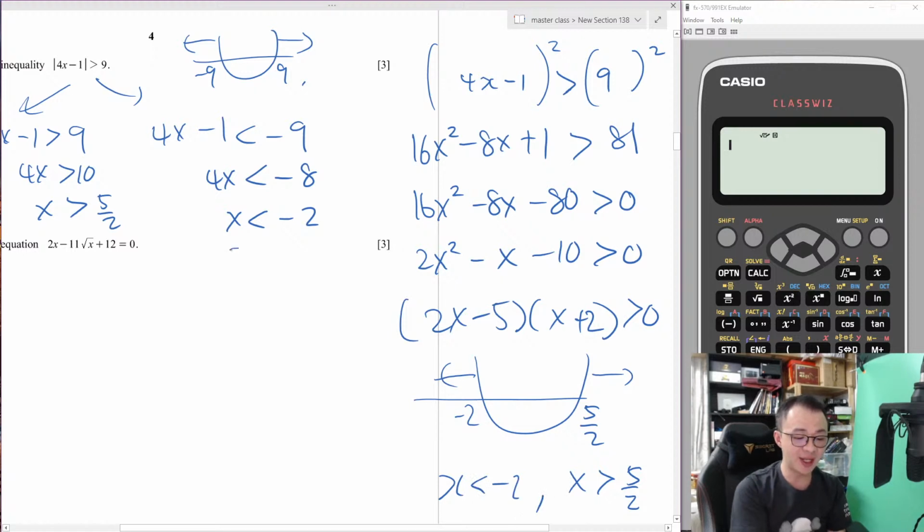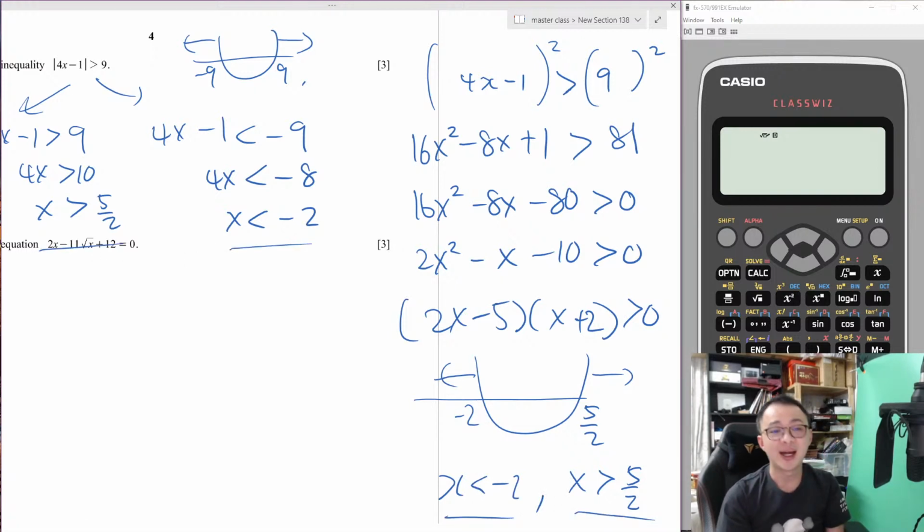So you can realize both of the answers are the same. Just the second method is slightly more work. So yeah, this is how we do it. Or you can sketch out the graph. I believe some students actually sketch out the graph and try to understand it. Yeah, you can do that as well.